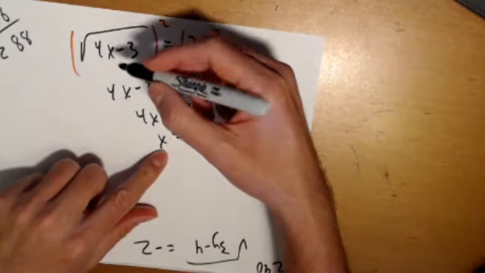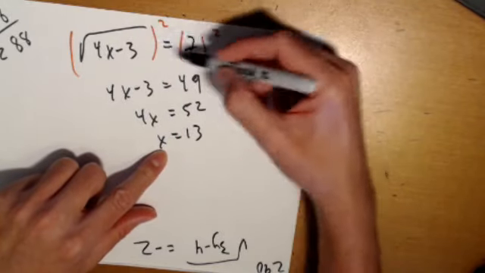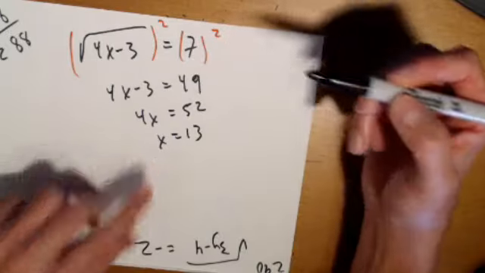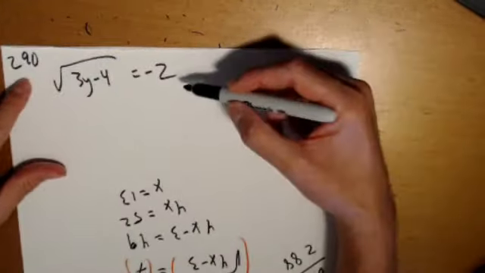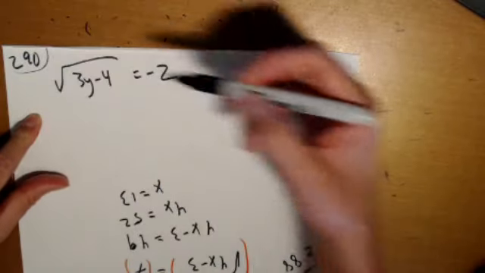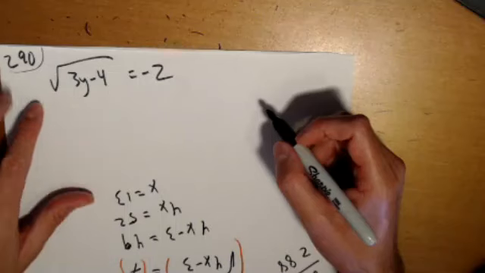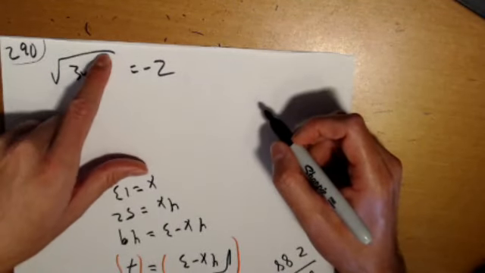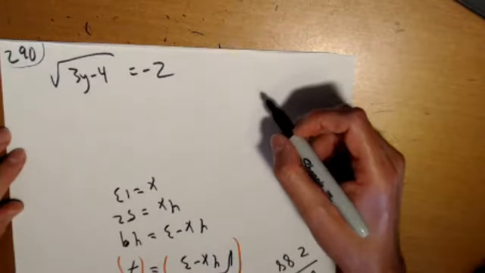So, with the last problem, plug it back in. 4 times 13 is 52, minus 3 is 49, square root of 49 is 7. It works. Make sure it works with the original problem. Okay, so basically I see here that I'm going to get an answer that doesn't work. The reason I know that is because if you take a square root of something, it can't equal something negative. So I know the answer is no solution, but let me show you.